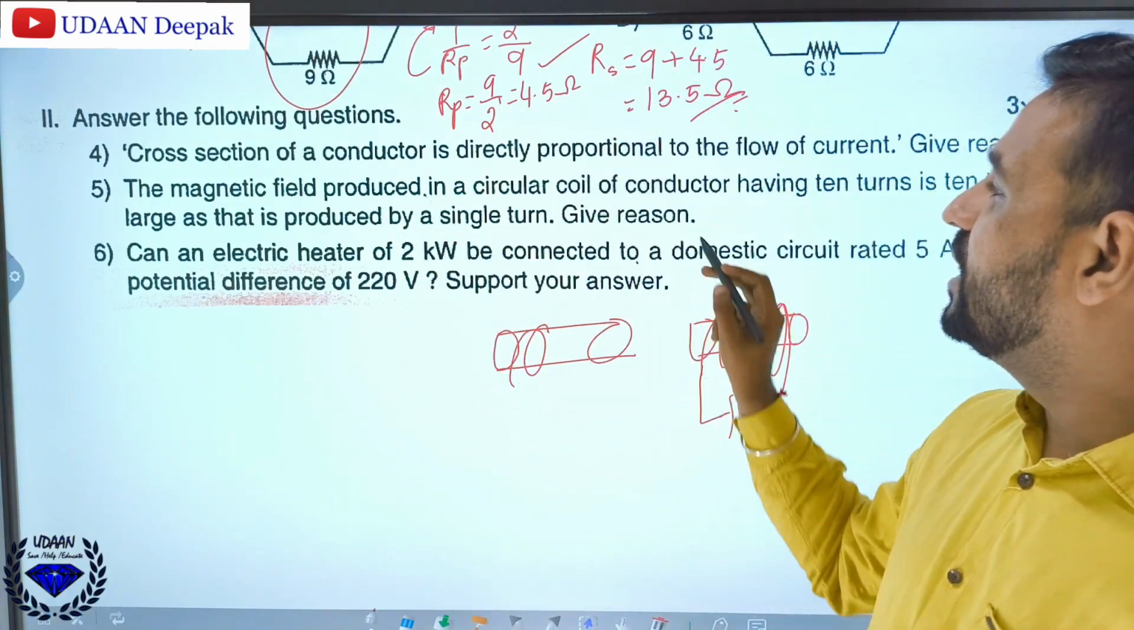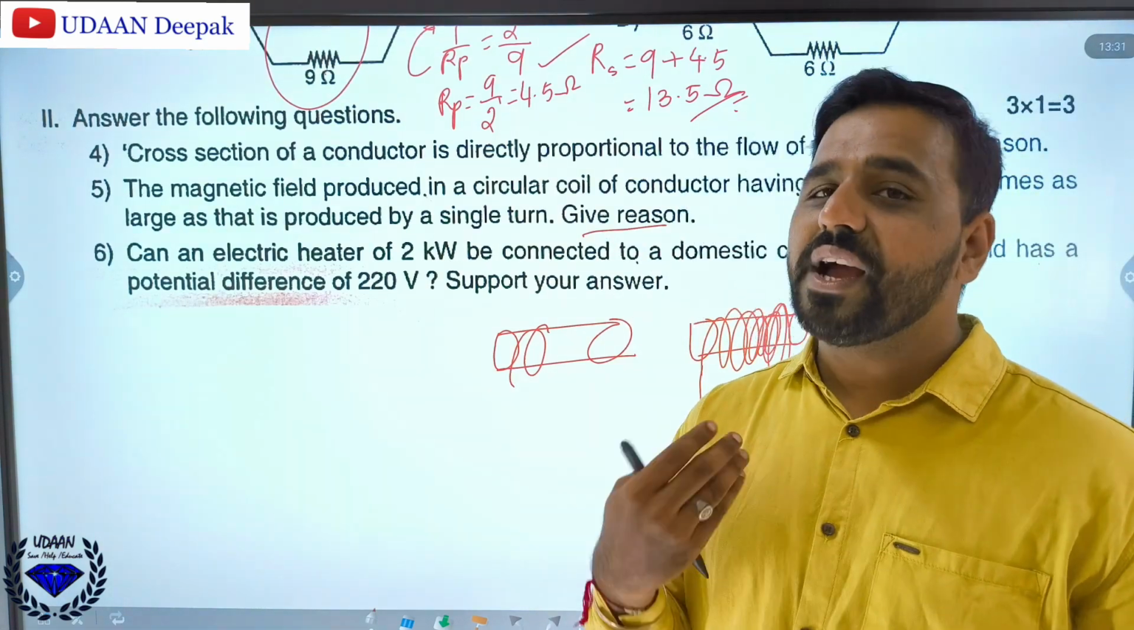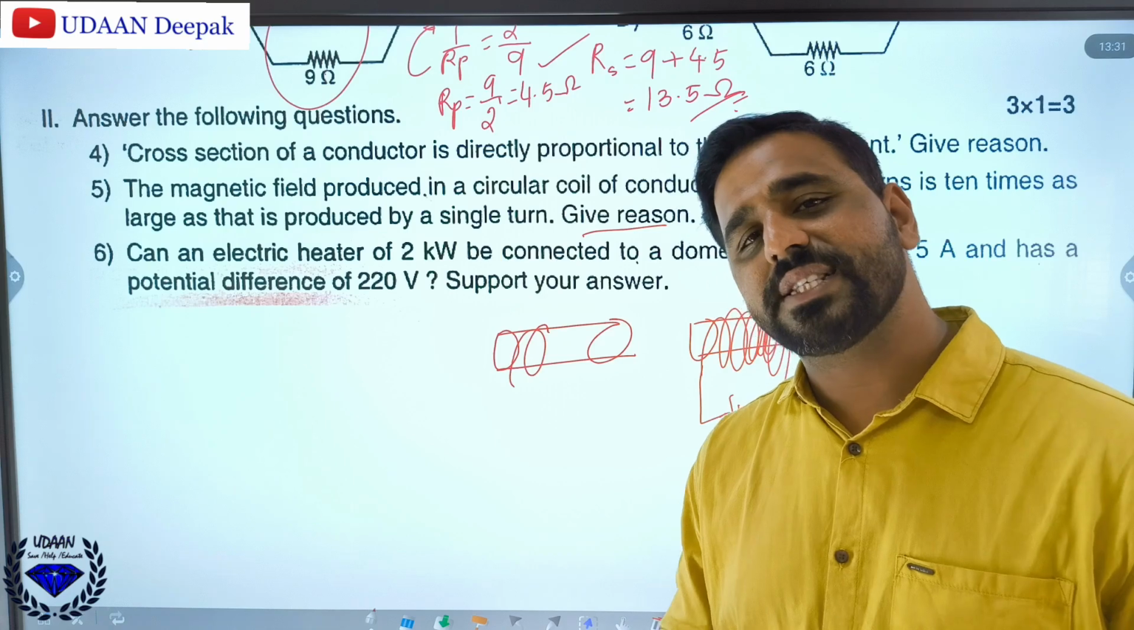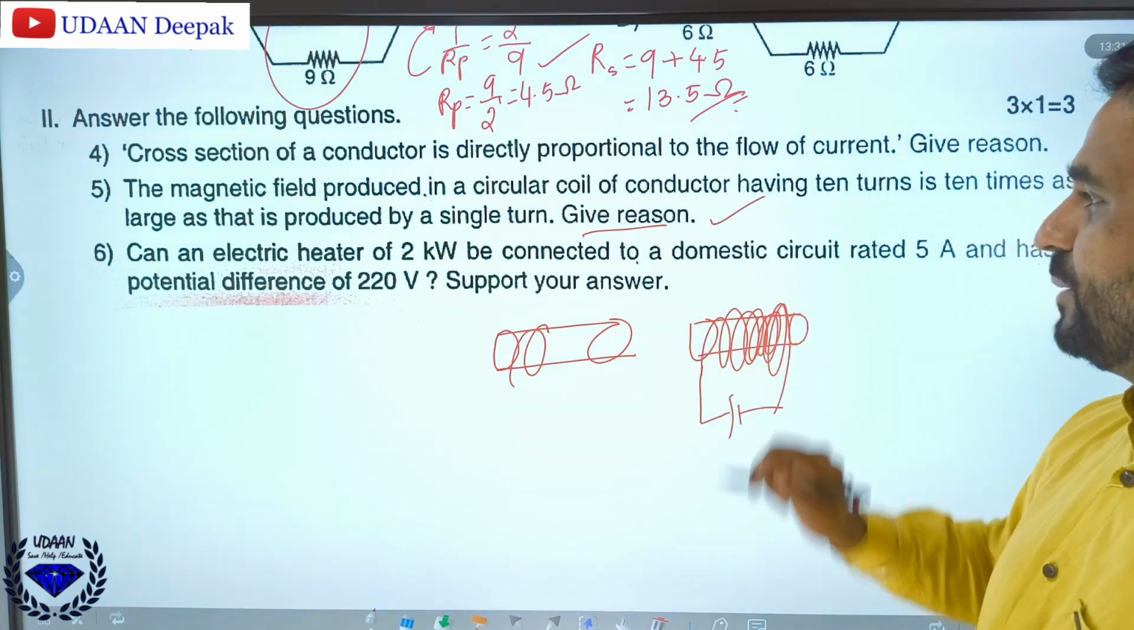So what is the answer here? The reason is that if the number of turns in the coil increases, the current will increase. That leads to an increase in the magnetic field. So that is the answer for 1 mark.